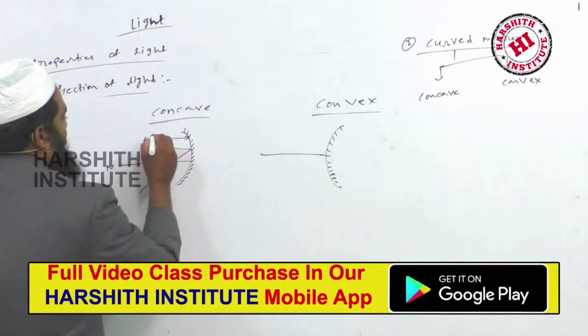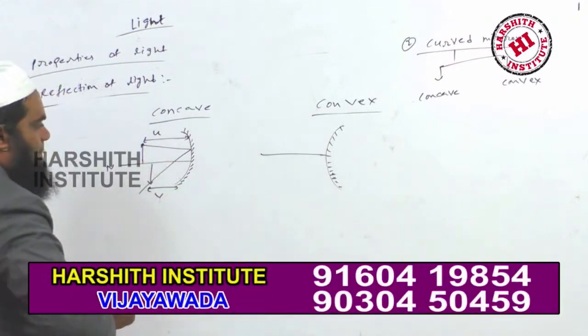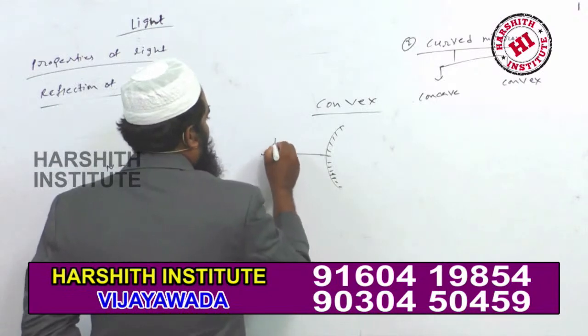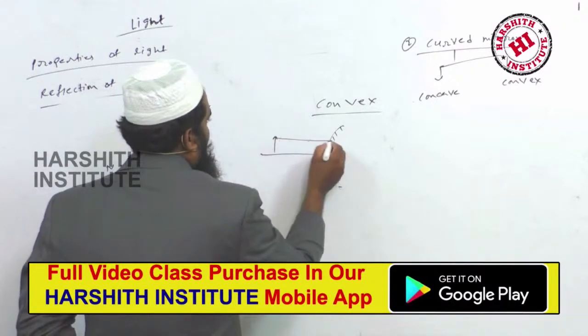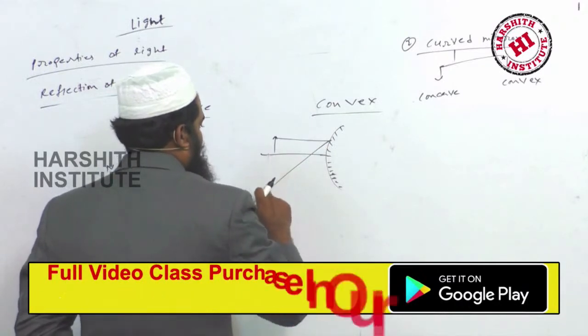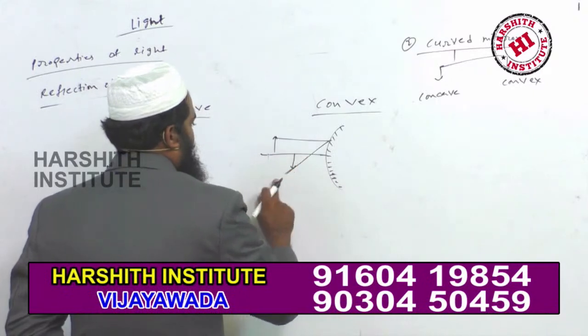This is taken as u. This is taken as v. Same pattern also. This is an object, and they form an image. Okay, this is the image.